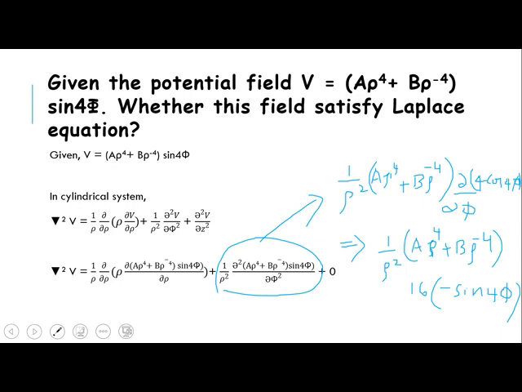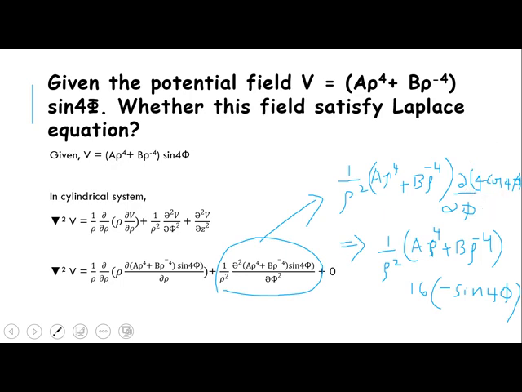Considering the second term, it is 1 by rho square. Differential is with respect to phi. So A rho 4 plus B rho raised to minus 4 becomes a constant, and I take it outside of the derivative. Now I have del square by del phi square of sine 4 phi, which is the same as del by del phi of del by del phi of sine 4 phi. First I partial differentiate sine 4 phi once. I get cos 4 phi into 4, so I write it as 4 cos 4 phi.